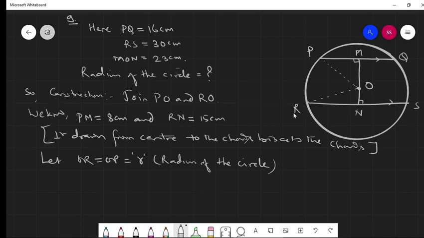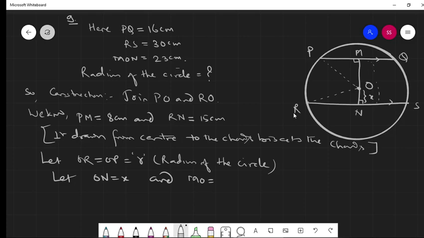And again let ON equal x, and MO equals the whole 23 minus x. MON is a straight line, the length of MON is 23. ON is supposed to be x, so MO is 23 minus x.